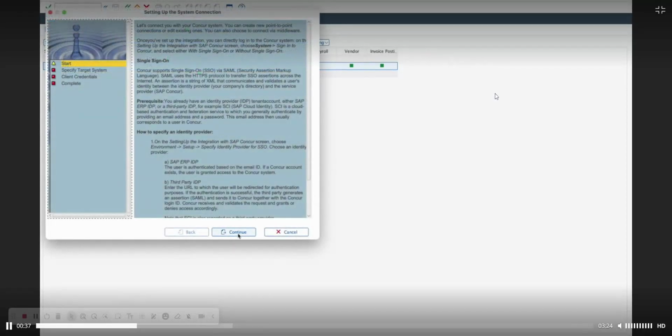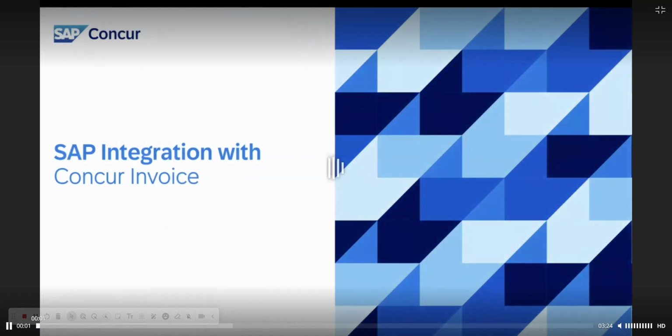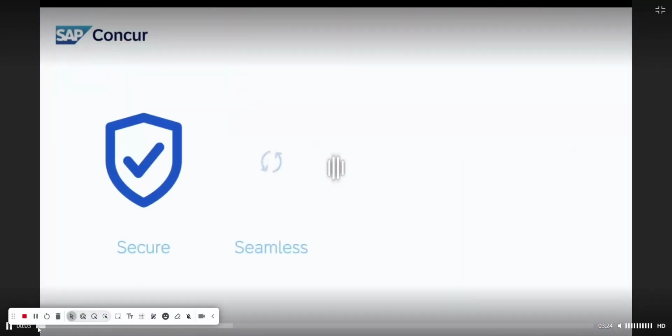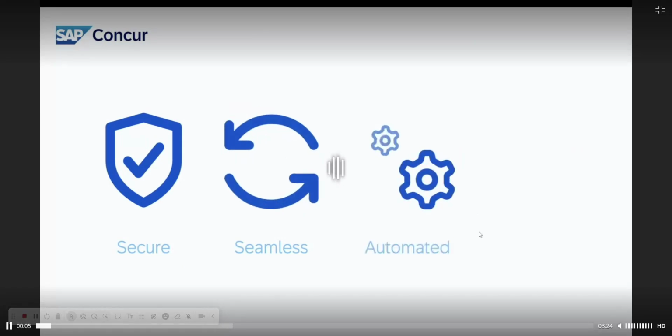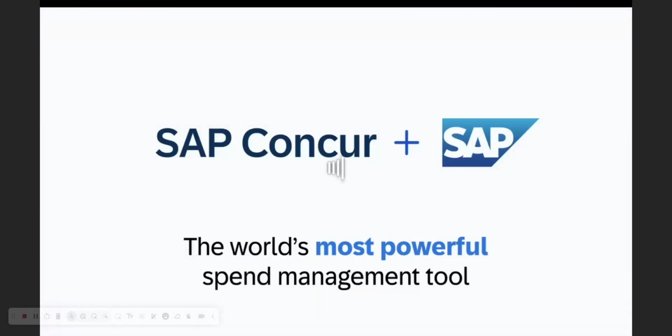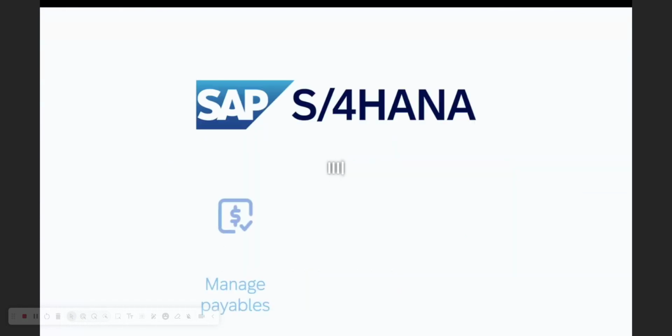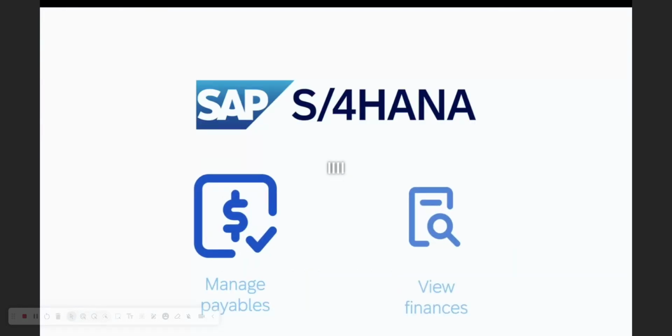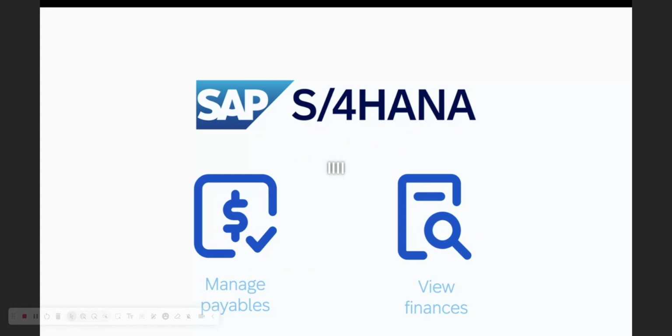Easy-to-use wizard guides you through each step to create a new point-to-point. Secure, seamless, automated, intelligent native integration between SAP Concur, the world's most powerful spend management tool, and S/4HANA allows you to manage payables and get a complete view of your finances in one place effortlessly and accurately.